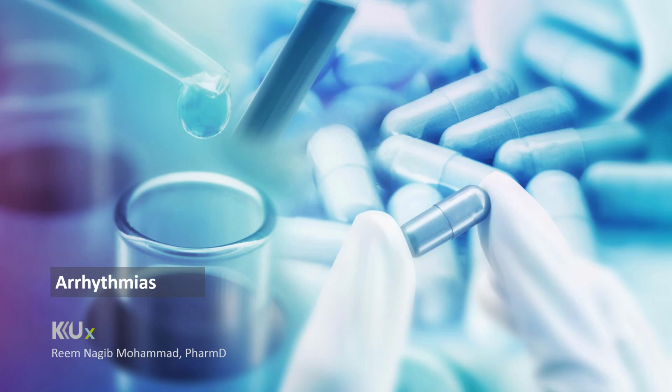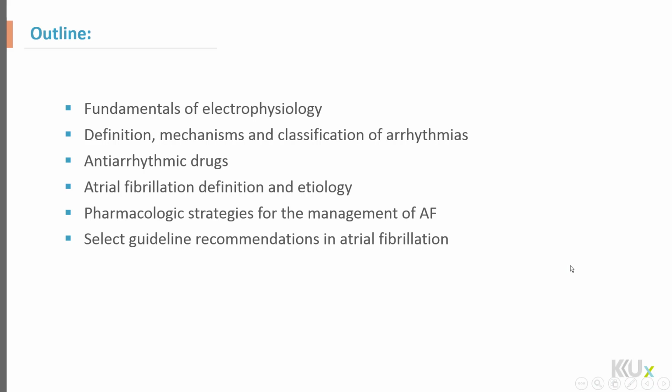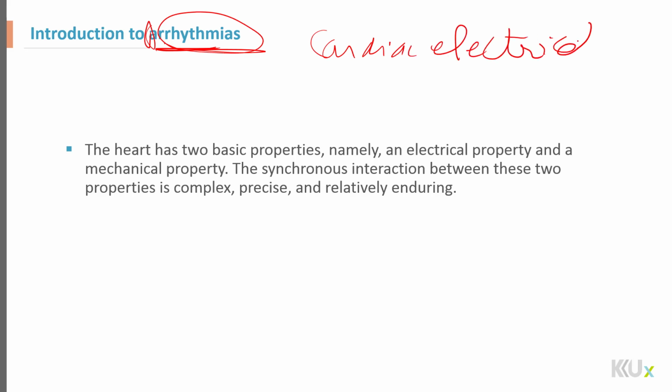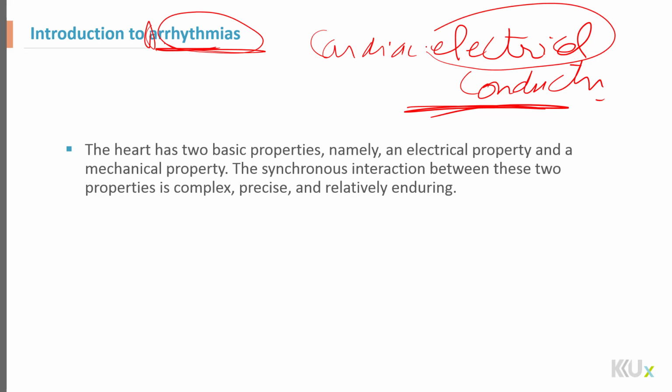So before we start, let's take a quick look at the term arrhythmia. You see, A means abnormal, rhythmia means cardiac electrical conduction. So the spectrum of diseases that we are discussing today is the disturbance in the electrical conduction inside the heart.